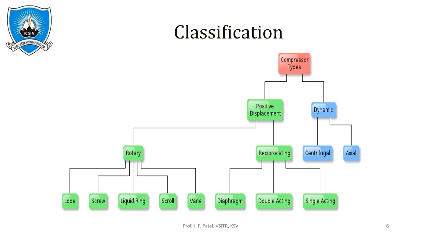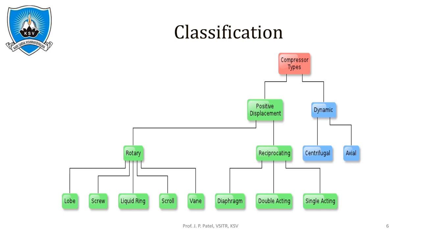The second one is the dynamic compressor, in which the basic principle is that kinetic energy is imparted onto the air particles by centrifugal force, and due to that the pressure increases, or kinetic energy is converted into pressure. This way the pressure increases, and that we call a dynamic compressor.